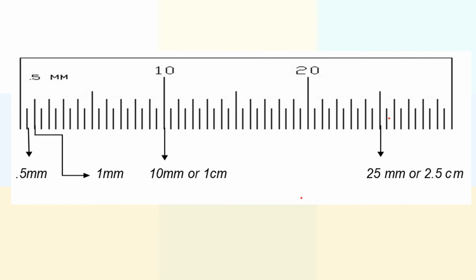How to read the centimeter graduation? First, the first graduation is 0.5 millimeter. The second is 1 millimeter. Thus, the third is 1.5 millimeters, and the fourth one is 2 millimeters. If the graduation reaches 10 millimeters, that is 10 millimeters or 1 centimeter. If it reaches 25 millimeters, then it is 25 millimeters or 2.5 centimeters.